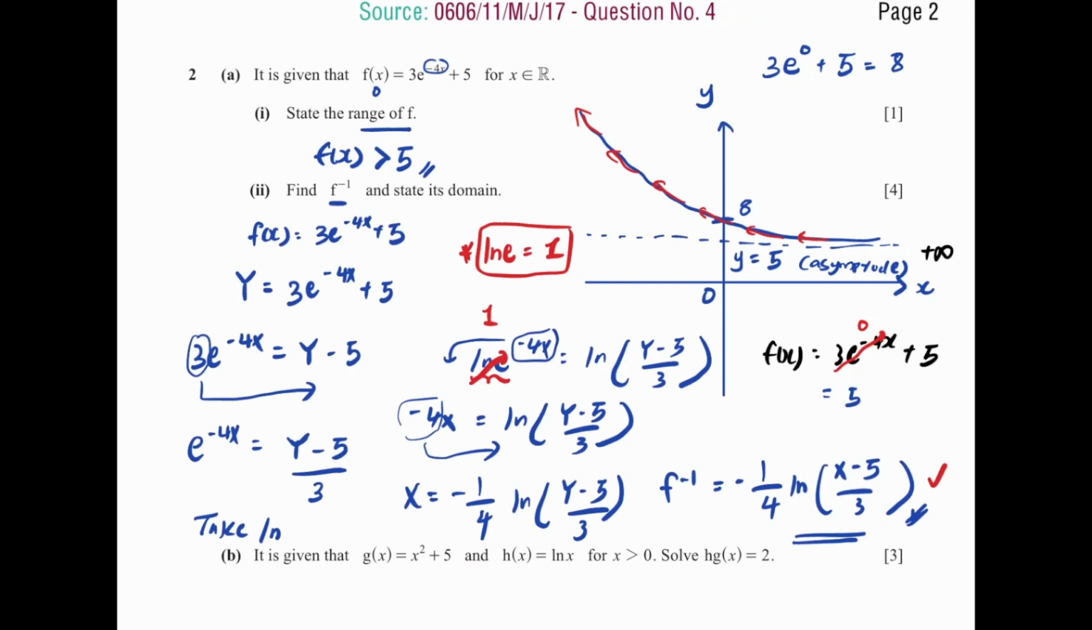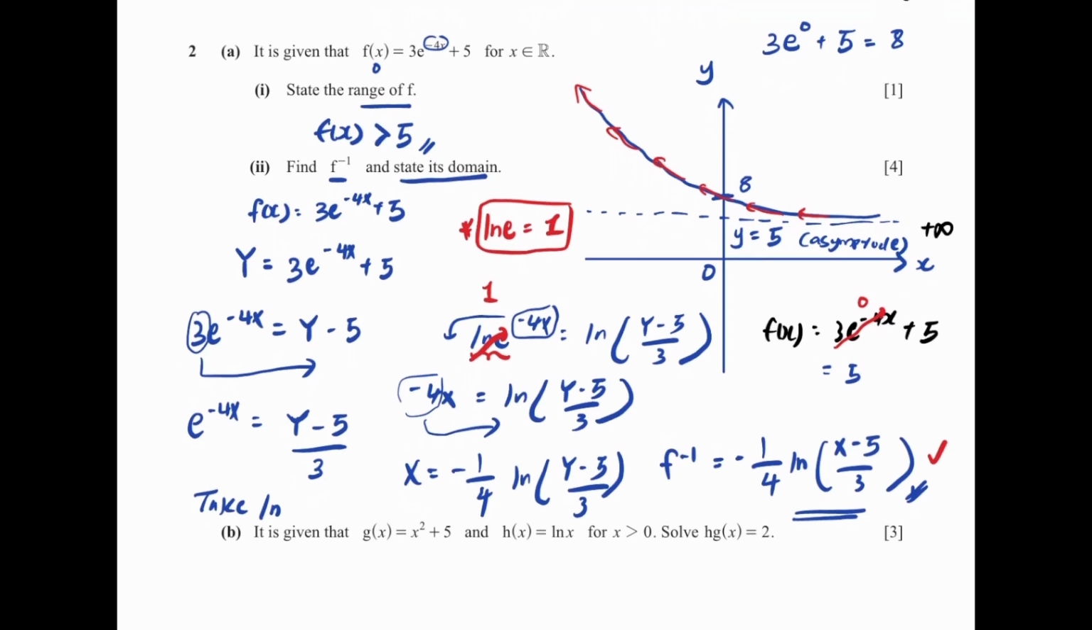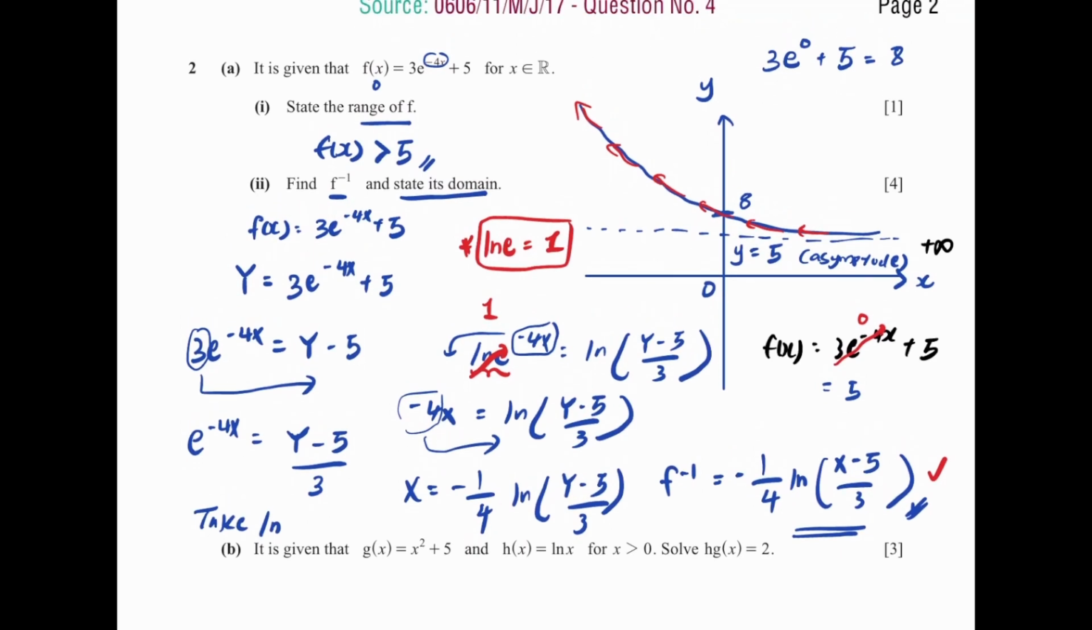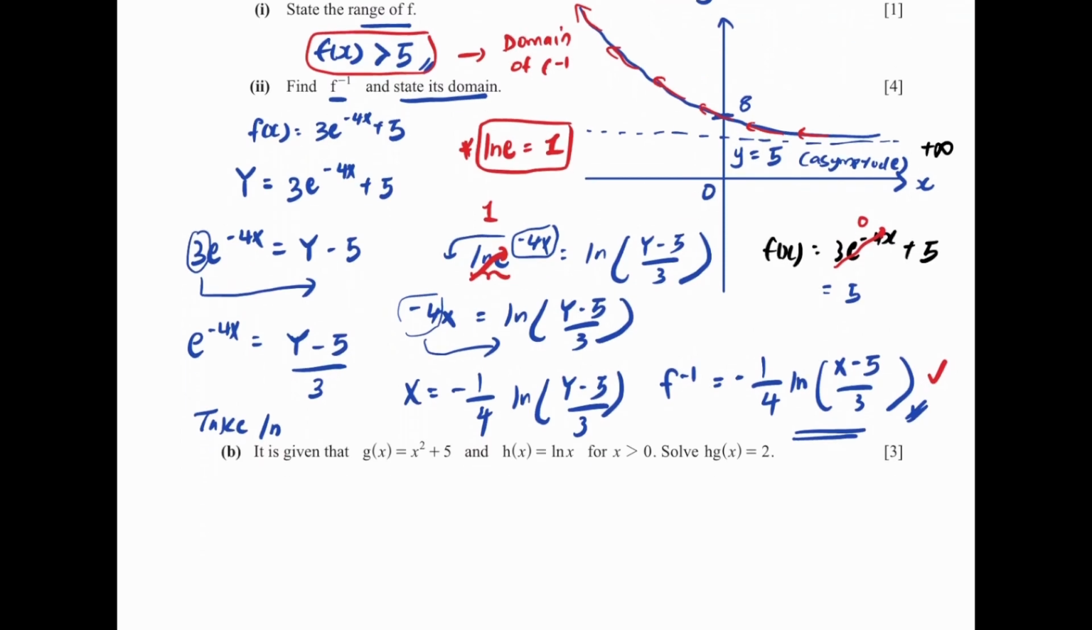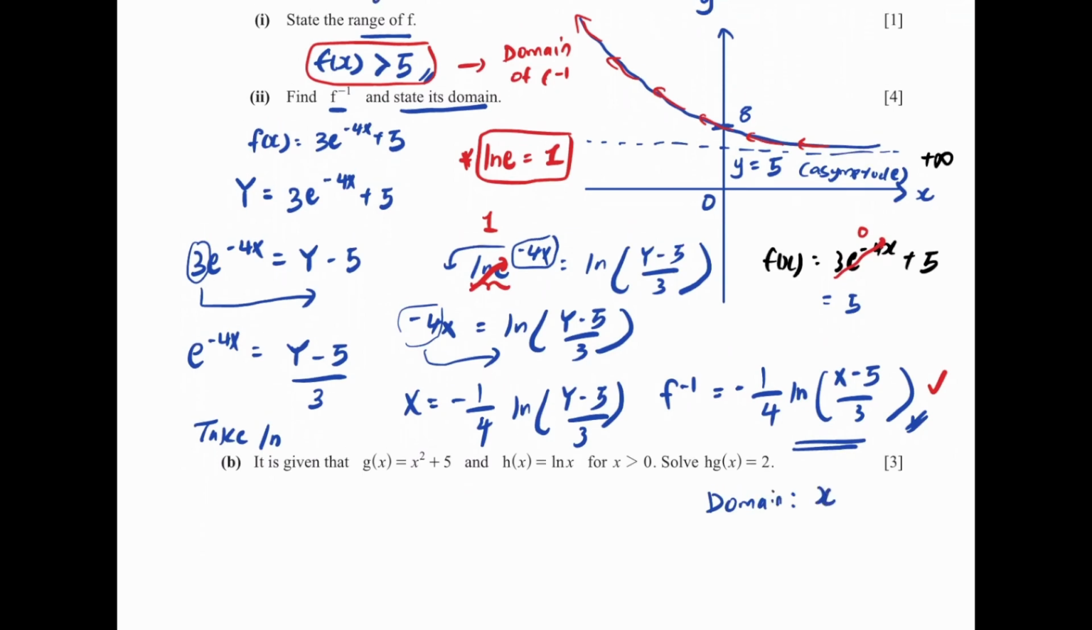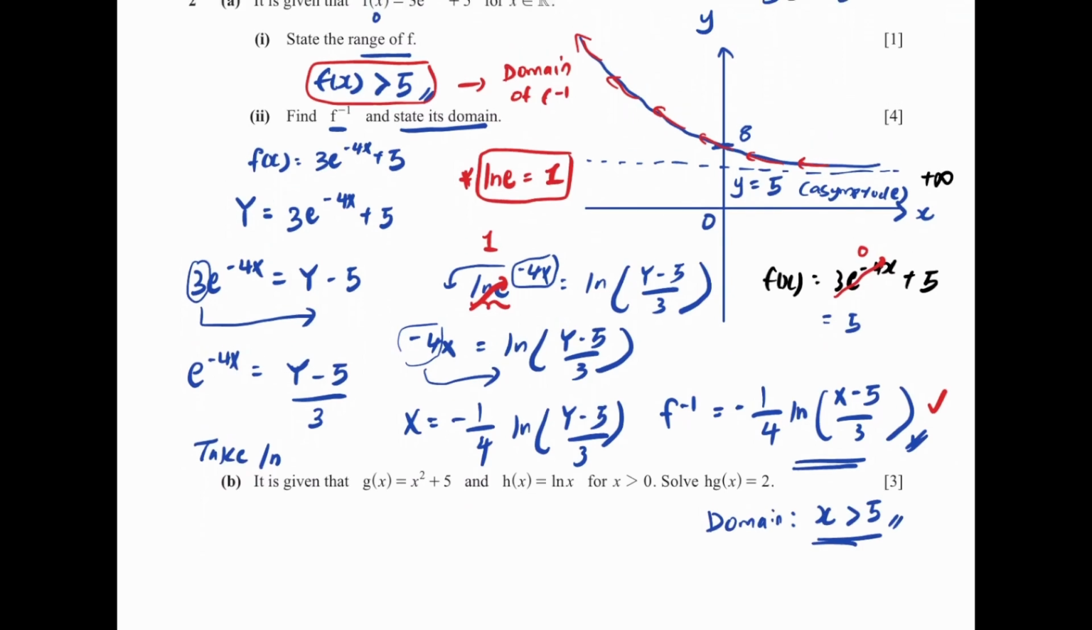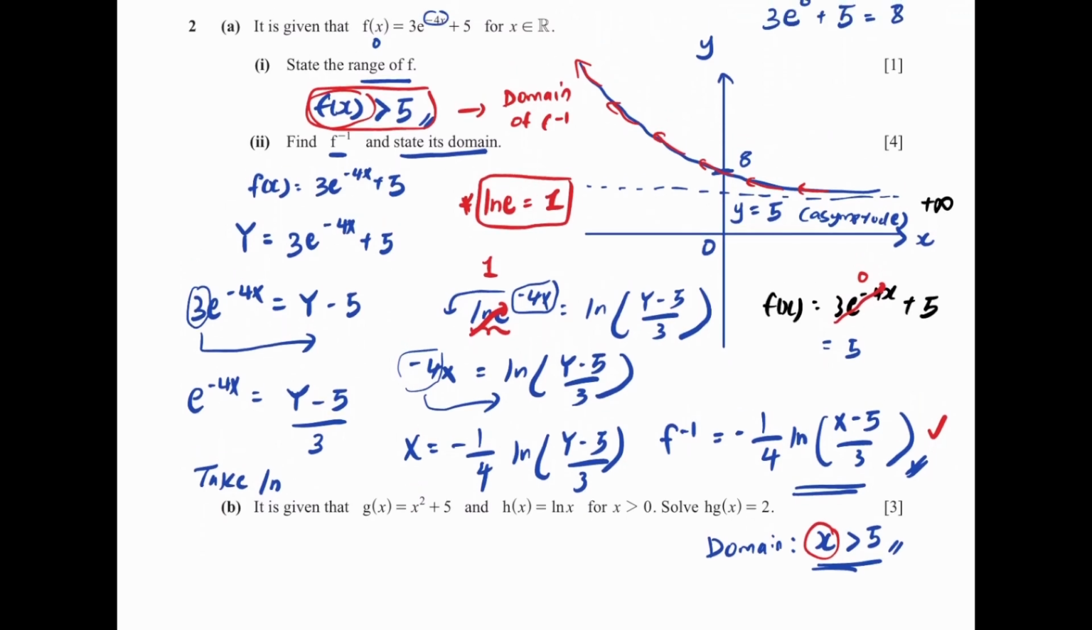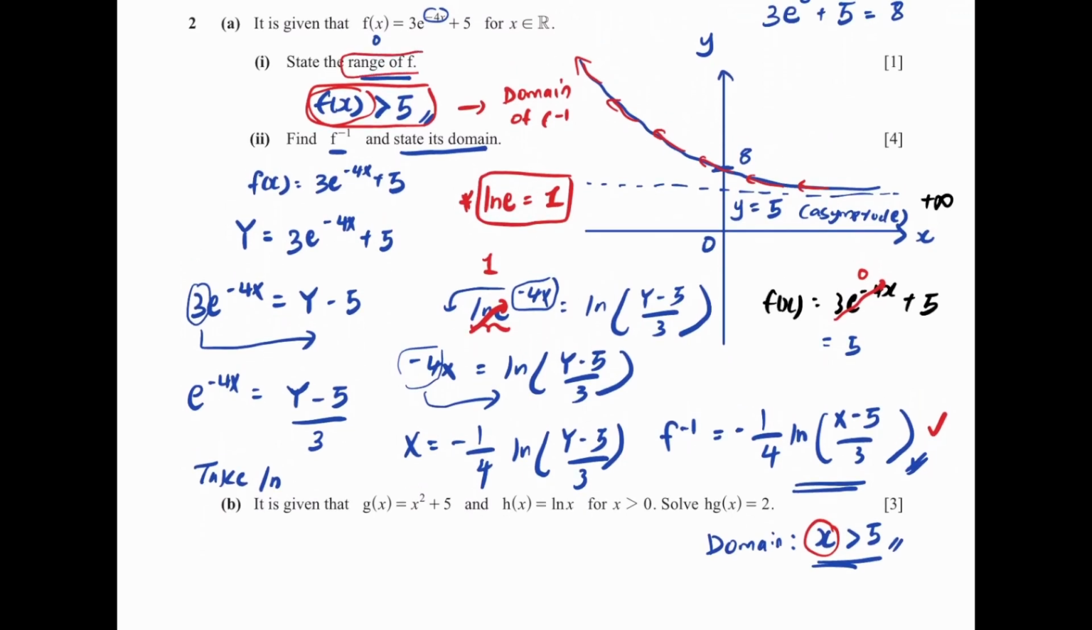But are we done yet? Of course not. We have to state its domain. Just remember what I said earlier: the range of f will be the domain of the inverse. So in this case, the domain of the inverse should be x greater than 5. Just change the f to x and your job is done. Why? Because the range of the function is equal to the domain of the inverse. That is all you need in order to score these 4 marks.